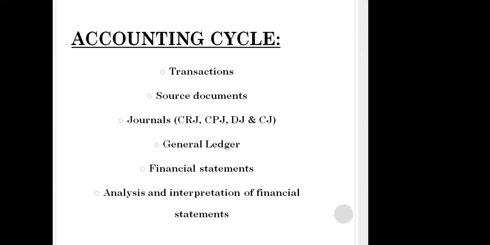And then you need to do the journals that you have done so far, that combine activities. And then you need to do the general ledger, and that is what we are going to concentrate on for the next 2 days. Then we're going to do financial statements later on, and then there's still the analysis and the interpretation of financial statements. So what we want to see here is where we are in the process of the accounting cycle. We have finished the journals and we're going to move now to the general ledger.